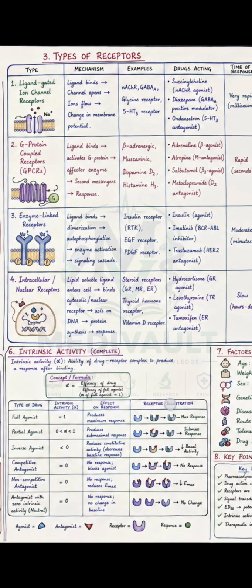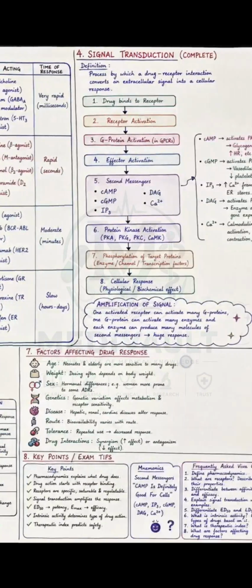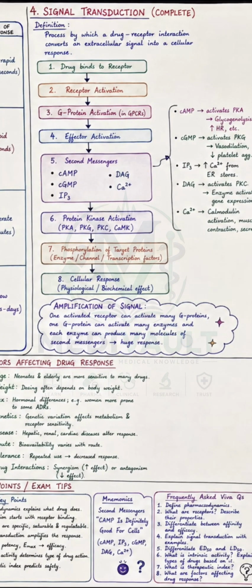These are the slow receptors. So these are the types of receptors. And the fourth is signal transduction. What is signal transduction?